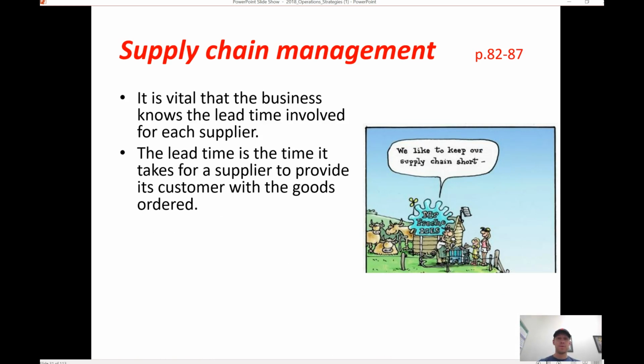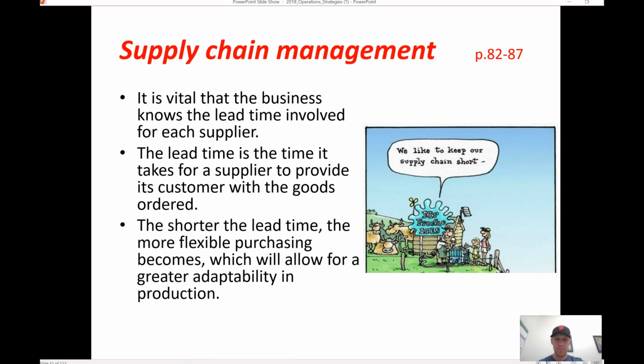So it's really important that businesses know the lead time involved for each supplier. So we touched on lead time in class last week. A lead time is the time it takes for a supplier to provide its customers with the goods that it orders. So if Coca-Cola says to its sugar supplier, for example, what's the lead time on 1,000 kilos of sugar, and they say it's 4 days, that might be great for Coca-Cola, but that might also be terrible because they might need it tomorrow. So that if the lead time is 4 days, but they actually need it in one, then Coca-Cola might have a problem in terms of that particular supply chain.